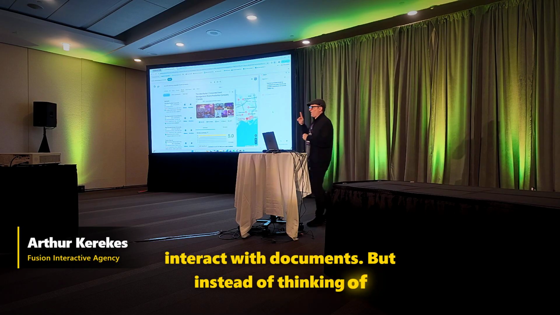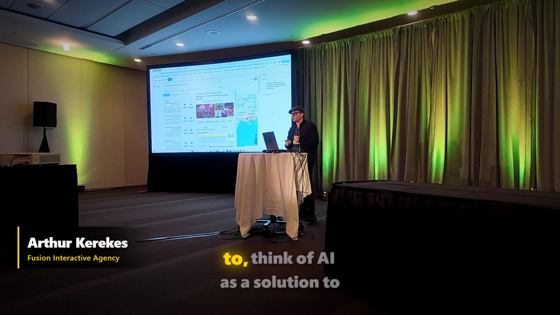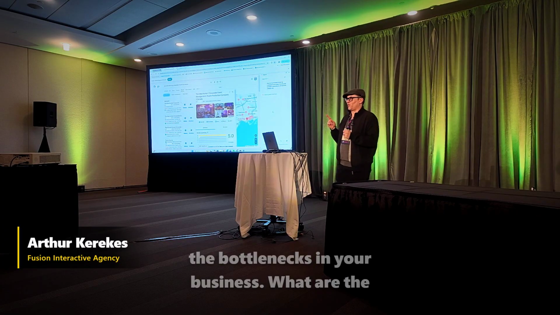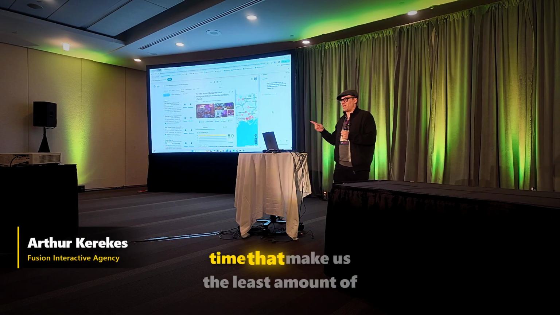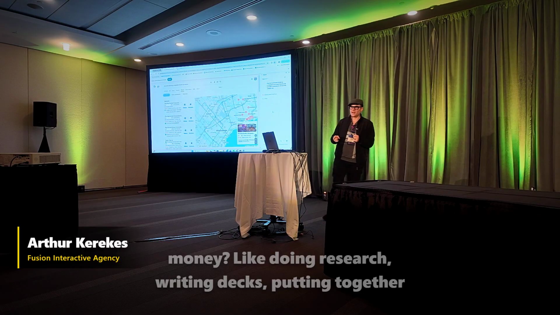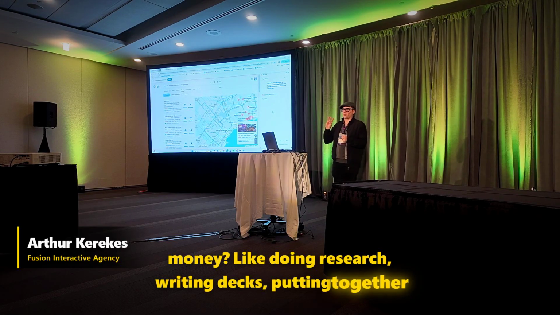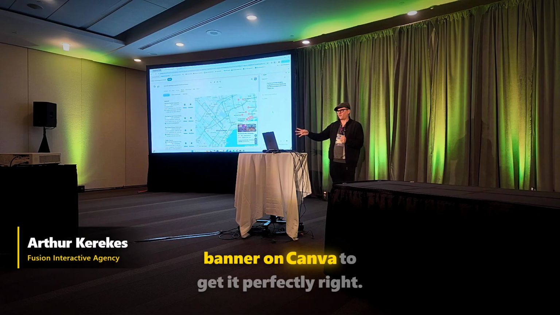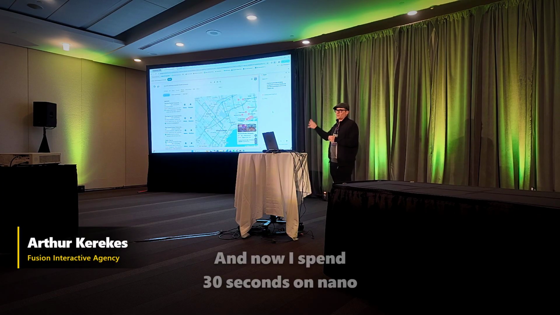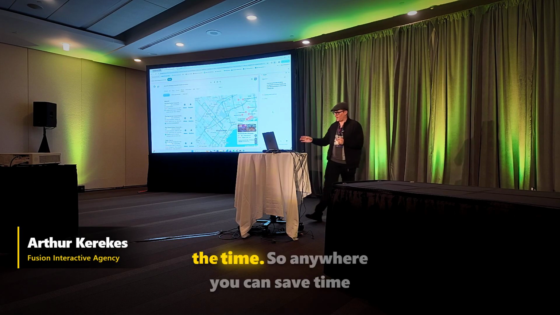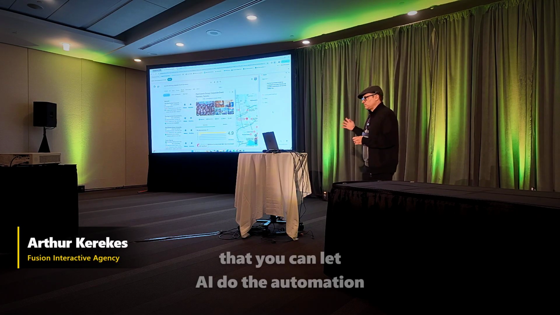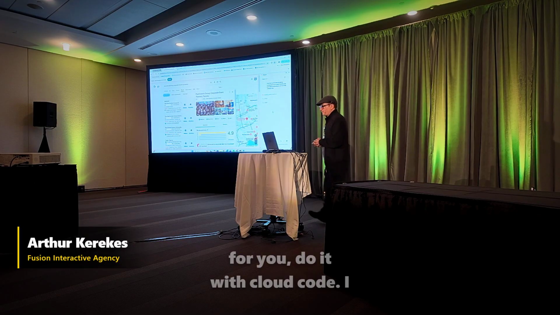But instead of thinking of AI as just a chatbot to ask questions to, think of AI as a solution to the bottlenecks in your business, right? What are the things that eat up the most amount of time and make us the least amount of money? Like doing research, writing decks, putting together images, Canva. I used to spend an hour just to make a LinkedIn banner on Canva to get it perfectly right. Now I spend 30 seconds on Nano Banana and it nails it most of the time. So anywhere you can save time, that you can let AI do the automation for you, do it.